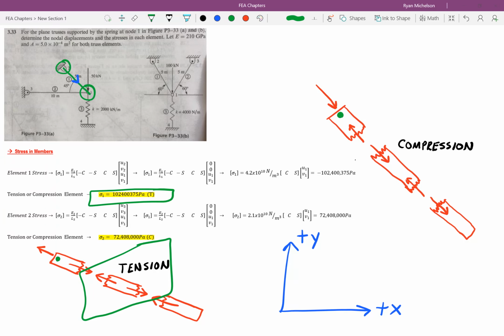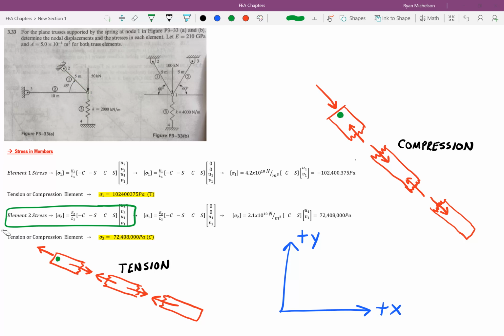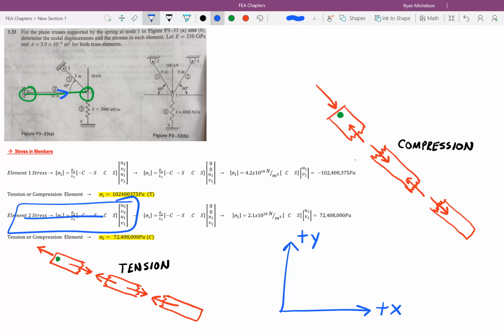So that's all there really is to it. You have to pay attention to your directions, and then you can move on to element 2, which is right here. You can see that this element is going in this direction. So as long as you pay attention to your directions, you should get the right answers here. When you solve this, you get this guy.